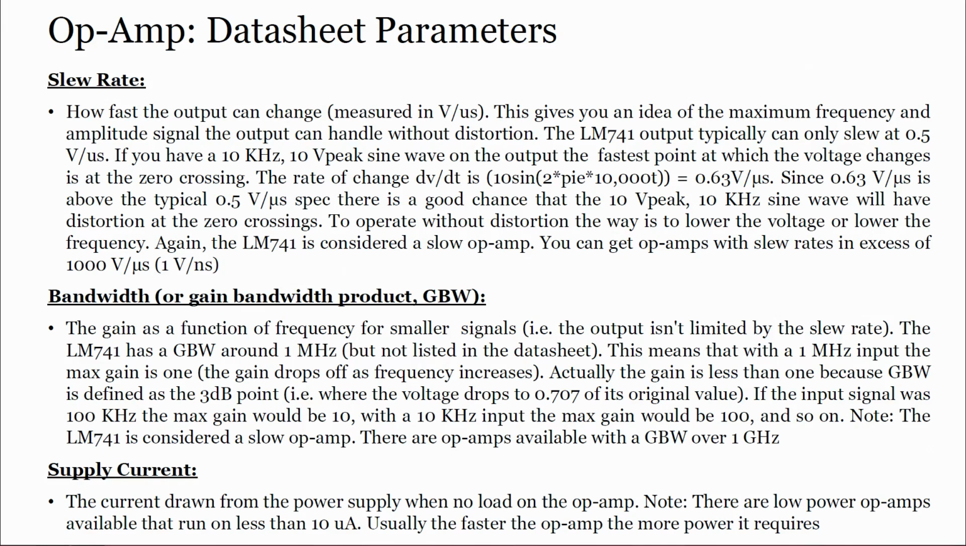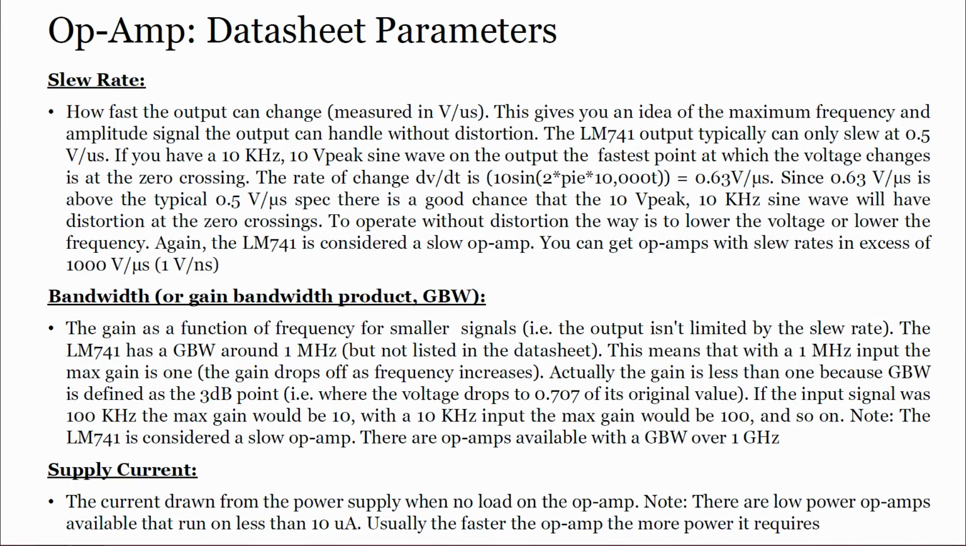Then we move to the next parameter, which is also mentioned in the data sheet, called bandwidth or gain bandwidth product. It describes the gain as a function of frequency for small signals. This means that with a 1 megahertz input, the maximum gain is 1. Actually, the gain is less than 1 because the gain bandwidth product is defined at the 3 dB point, where the voltage drops to around 0.707 of its original value, as we have seen. If the input signal was 100 kilohertz, the maximum gain would be 10. With a 10 kilohertz input the maximum gain would be 100, and so on. This is how the gain bandwidth product is defined, and the LM741 is again considered a slow op amp. There are op amps available with a gain bandwidth product of around and over 1 gigahertz.